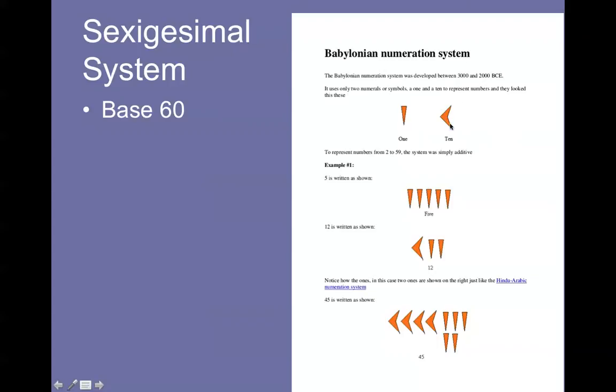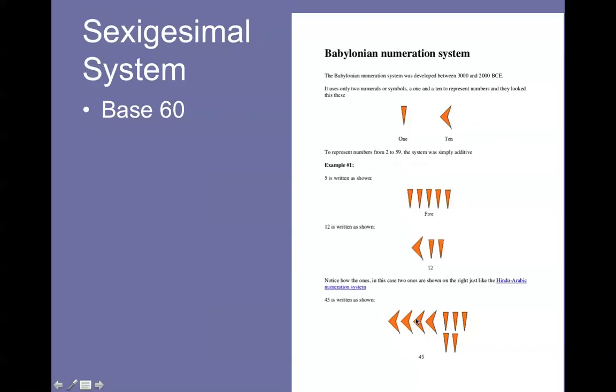And then this wedge seems to be 10, right? So 5, written much like you would think, 1, 2, 3, 4, 5. Yeah? And then 12, here's a 10, 1, 2, right? Makes good sense, yep. Notice how the ones in these two are shown on the right, and this is very similar to a Hindu-Arabic system, so an Arabic system as well. So 10 plus 2 is 12.